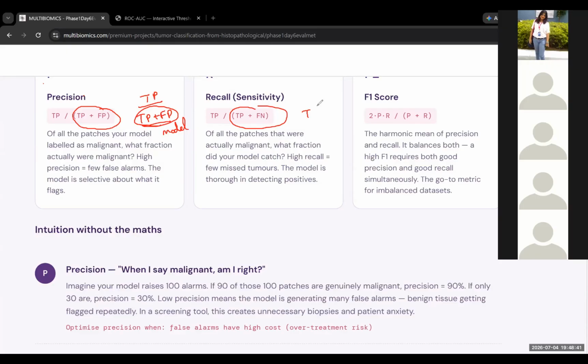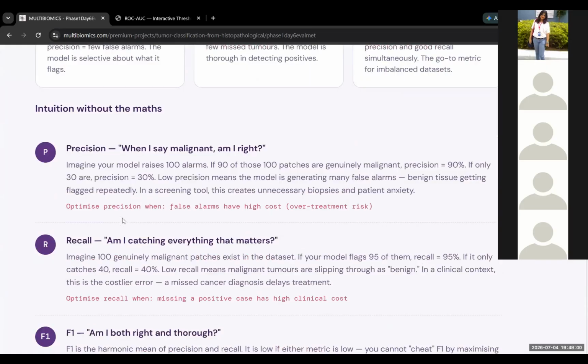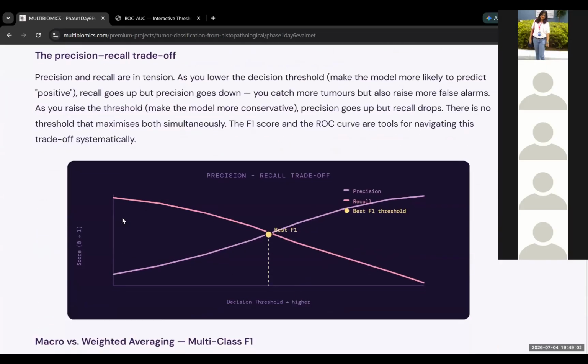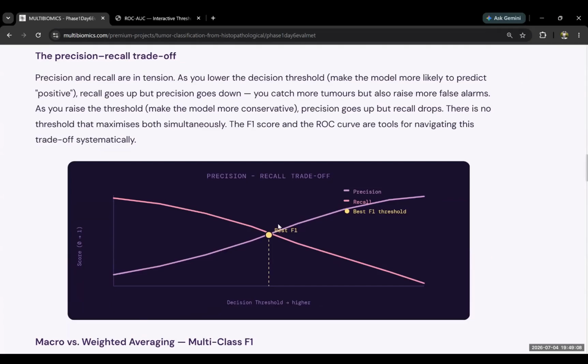So it is true positive by true positive plus false negative. So all the, sorry, false negative. So all the positives that are actually in the real data set, so in the real world. The intuition is a little bit the same, but they are still different from each other. So precision and recall are usually in tension.